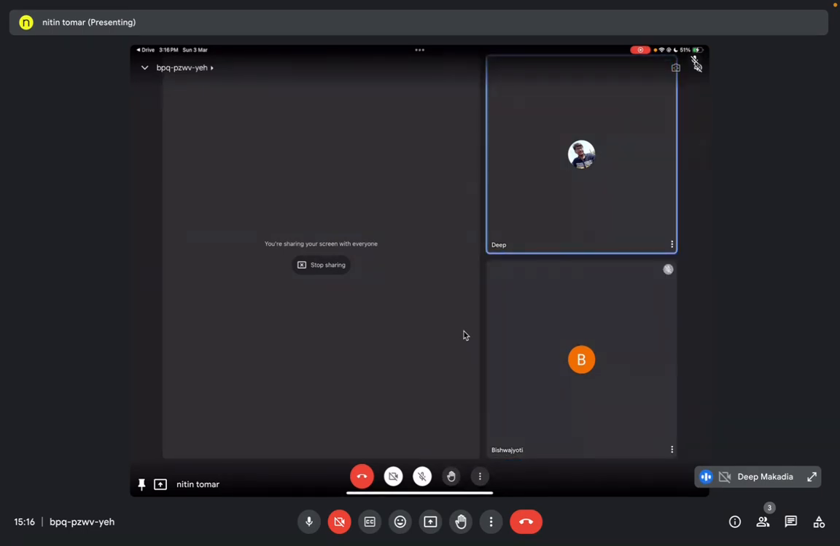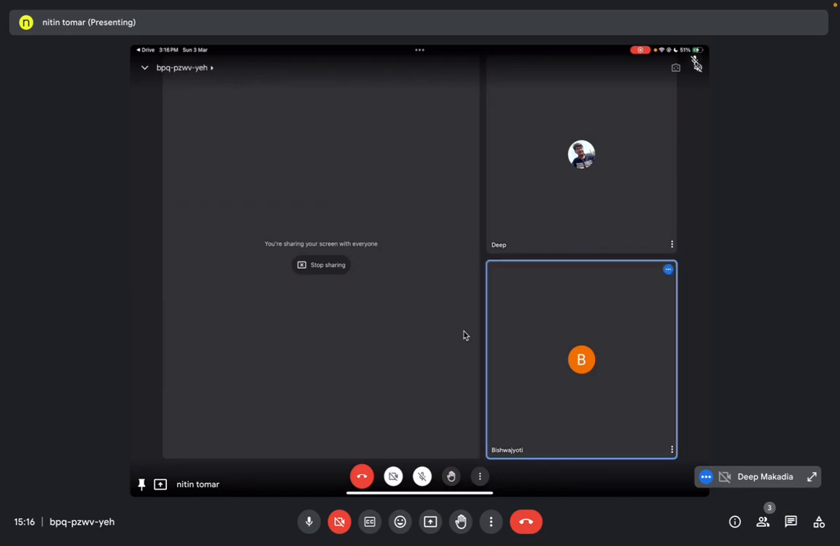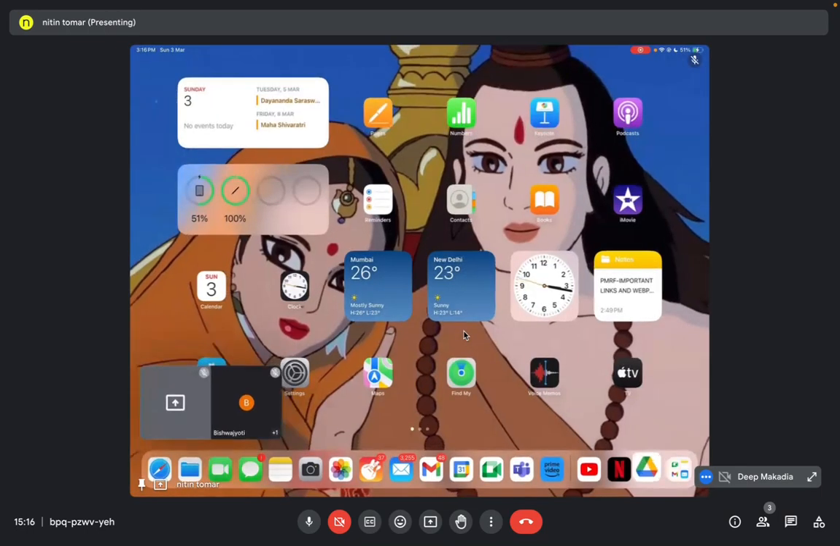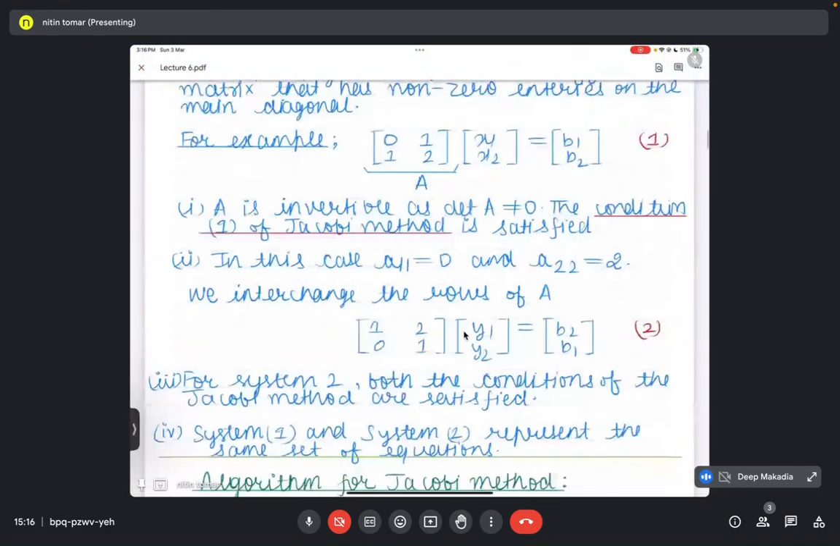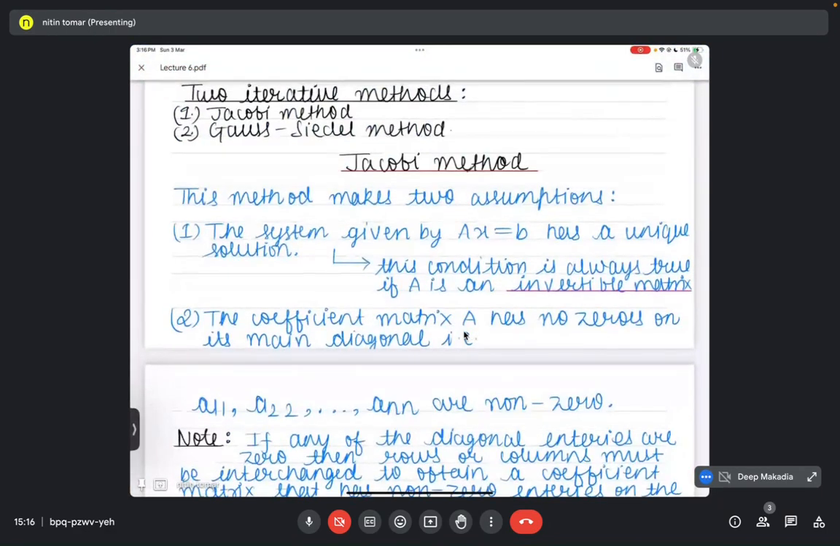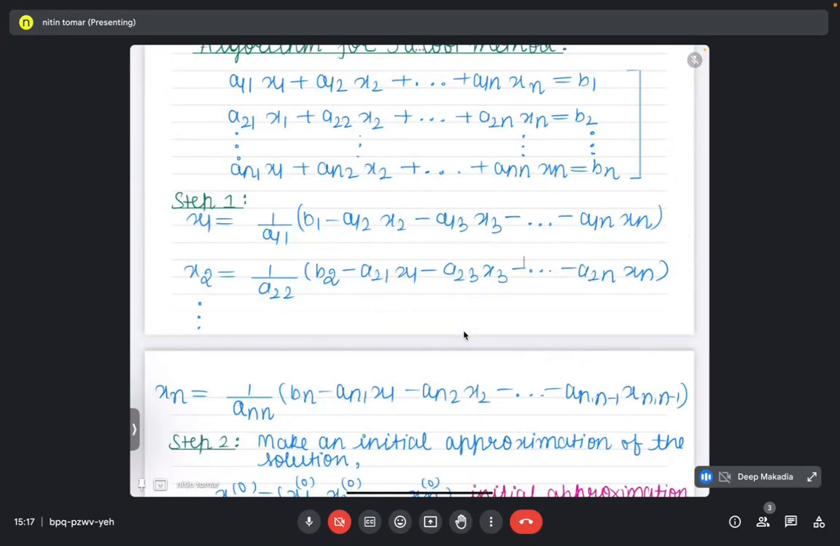It becomes difficult for me to go back and forth to see who has joined or who has not, and I have already started with the lecture. So do you have any doubt? Okay. Today, do you know the Jacobi method? Do you know the algorithm for the Jacobi method? Okay, then it is good. Let us revise and then we will solve some questions. Okay?